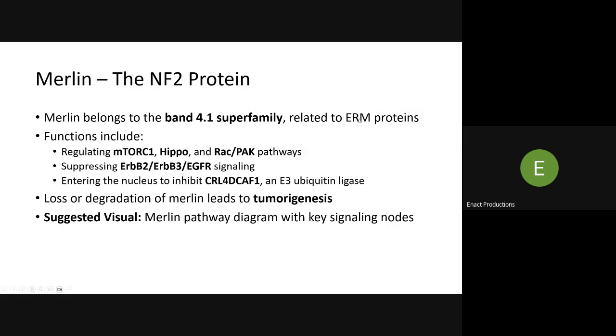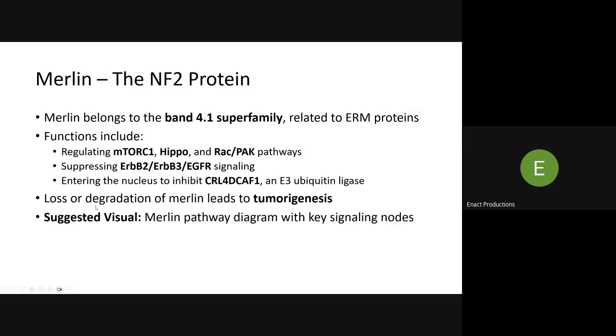Another thing about Merlin, though, is it actually can enter the nucleus. And there's specific cases when it enters the nucleus. This is actually a big distinction from when we were studying the NF1 disease. NF1 was not known to enter the nucleus. It was a very big compound. The Merlin, however, can, in some cases, enter the nucleus and inhibit some stuff. The E3 ubiquitin ligase, we'll get into it, but that's one of its known mechanisms. It's also playing a role inside the nucleus.